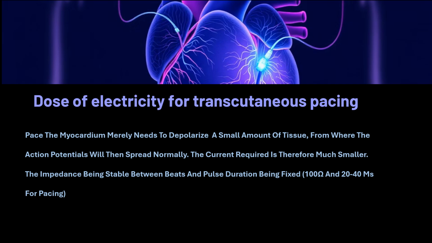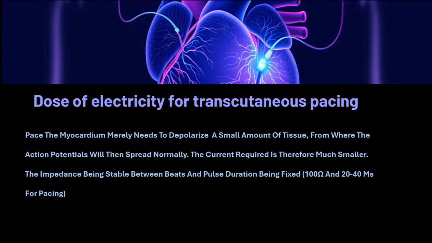Dose of electricity for transcutaneous pacing. To pace, the myocardium merely needs to depolarize a small amount of tissue, from where the action potential will spread normally. The current required is therefore much smaller, as the impedance will be stable between beats and pulse duration is fixed, and we only need 20 to 40 milliamperes. If we compare it with the external defibrillator, which is confusing to some, the defibrillator needs joules for energy, however, pacing needs current in amperes.